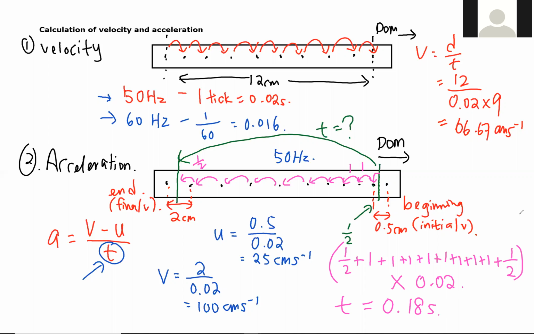明白吗？OK，I repeat 啊，so 你找多少个点，从前面的2个 tick 的一半去到后面2个 tick 的一半，然后你乘 what is the time taken for each tick, then you get the total time. Okay, this is the 0.18 second. Then after that you put in the formula. So a equals to (100 minus 25) divided by 0.18, and that is your answer for the acceleration.